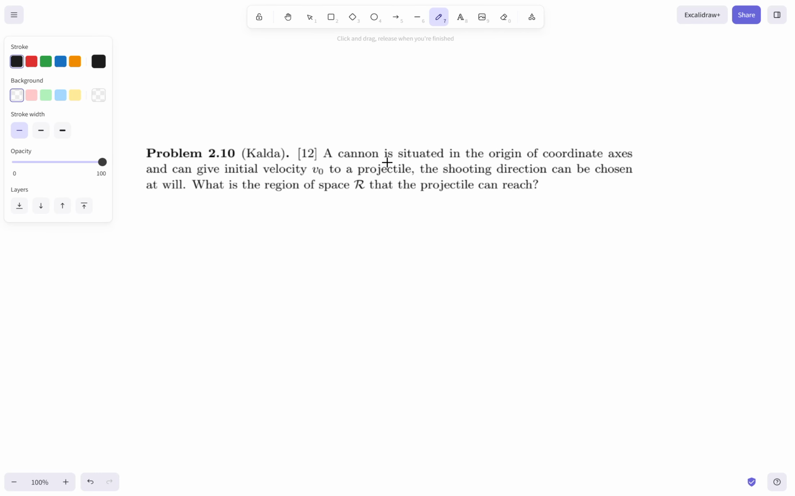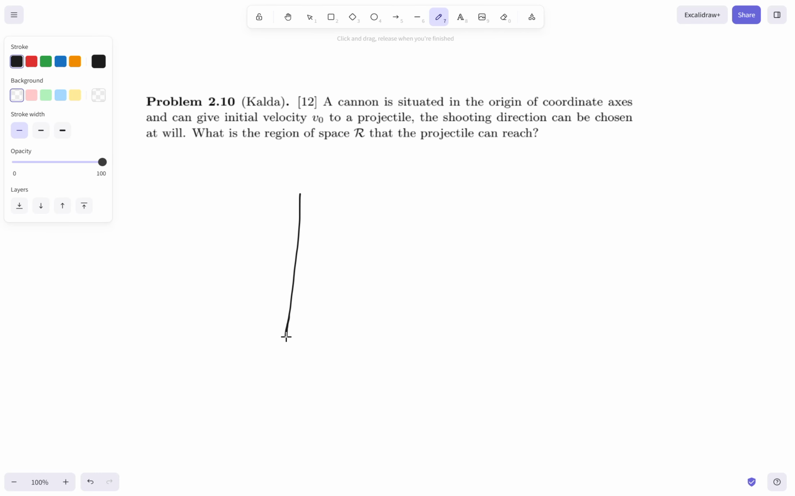A cannon is situated at the origin of a coordinate axis, and you can give an initial velocity of v0 to the particle, shooting in any direction that can be chosen at will. So any direction, meaning any theta. Let's say I shoot it high up, or like this, or like this, or like this. What is the region of space R that the projectile can reach?